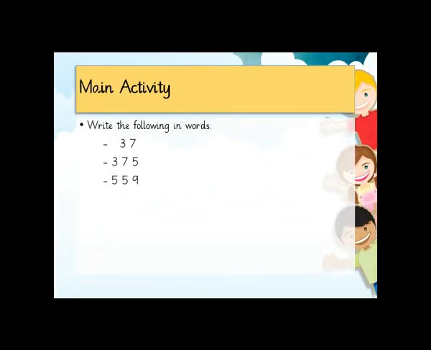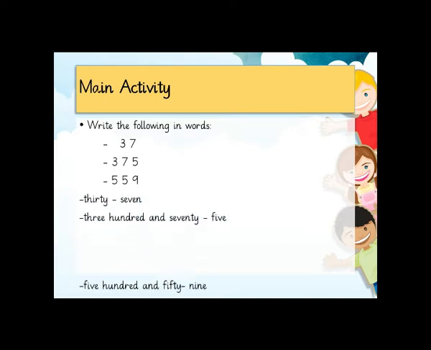Moving onwards towards the next part of the lesson, the main activity. Write the following in words: 37, 375 and 559. Recalling place value is very important here again, because until you know the place value of the given numbers, it's not possible to write them in words. And recalling spellings is also very important. Alright, just check your answers for correct spellings as well.